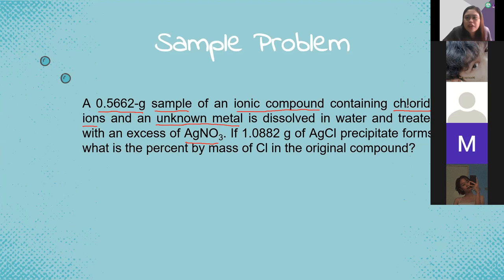Kasi meron tayong hint, meron tayong chloride. So pwede tayong mag-add ng silver nitrate para ma-produce natin si silver chloride, which is actually insoluble and magiging precipitate siya. So as you can see, naging precipitate talaga siya, and this is the weight of the precipitate, 1.0882 grams of silver chloride precipitate ang na-form.